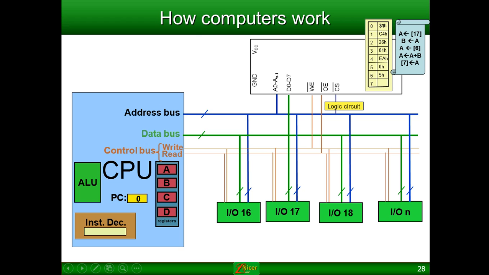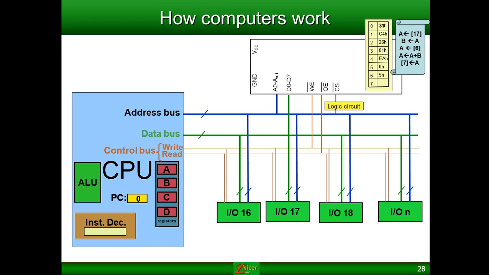Now coming to the working of it. This is a circuit of a CPU. This is the input and output, this is a memory circuit, and this is the CPU as well. Before starting how it works, let's have a brief look at the address bus and data bus.